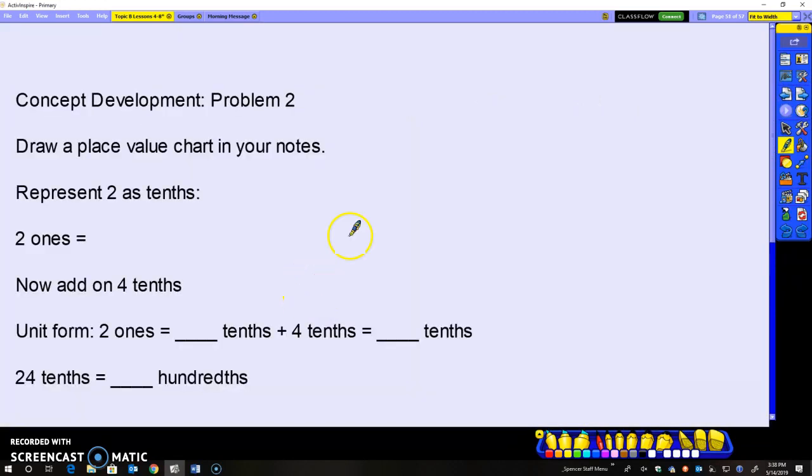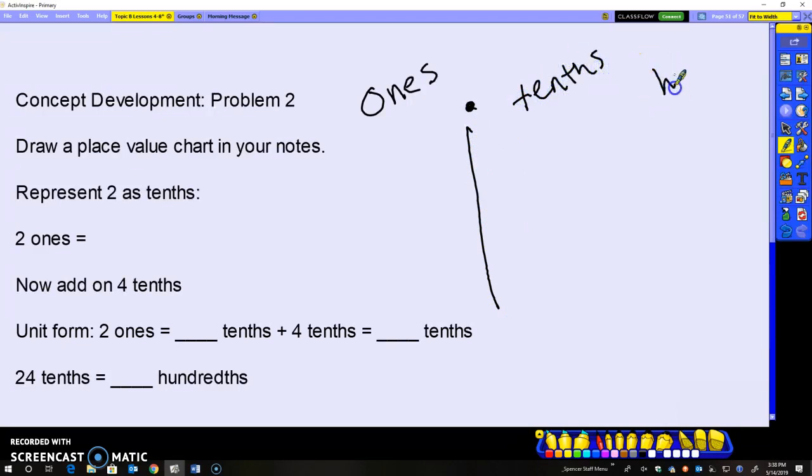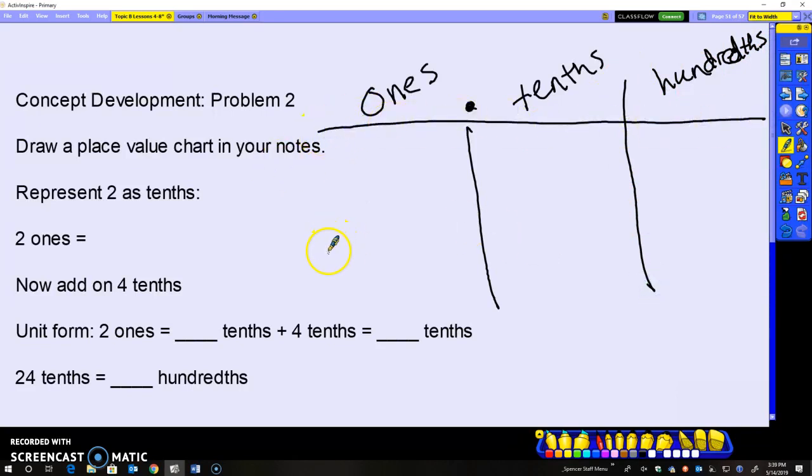Alright, let's look at this next one. Again, you're not going to need a place value chart again. This time, just the same as before, you're going to need your ones, show your decimal, and you're going to need your tenths and your hundredths. And just like mine, it does not have to be super fancy for these notes, okay? Alright, so it wants us to show 2 ones.